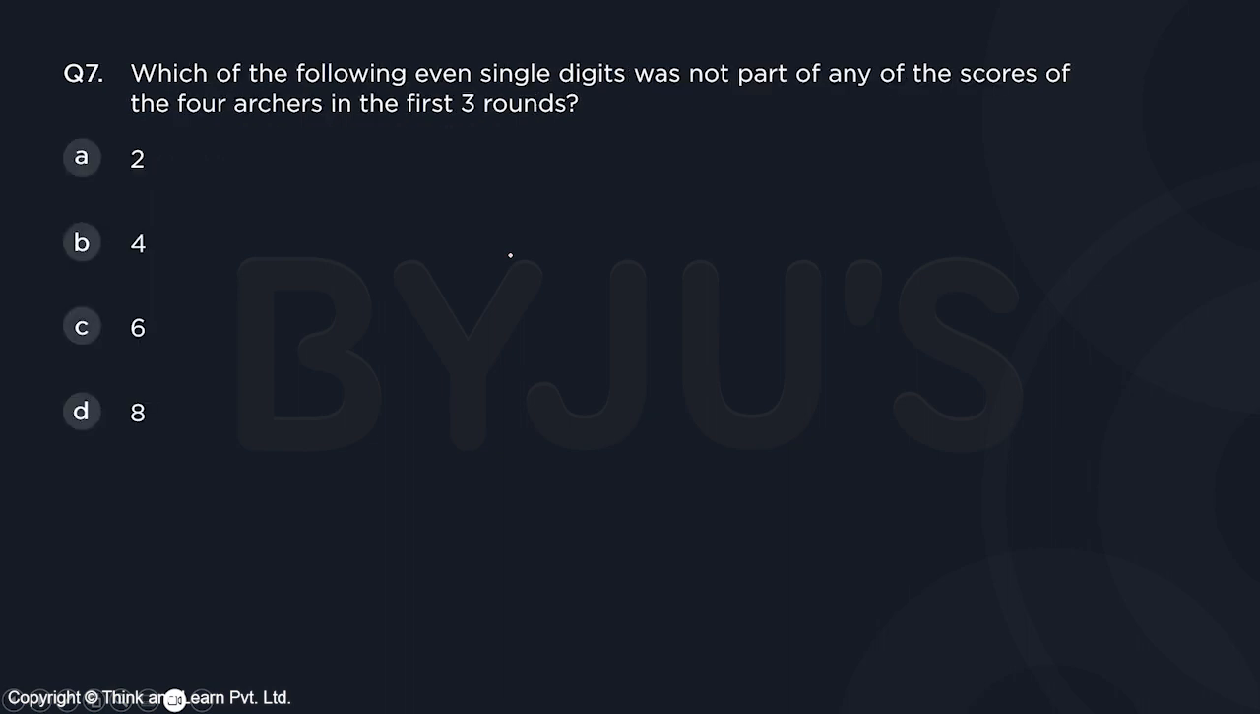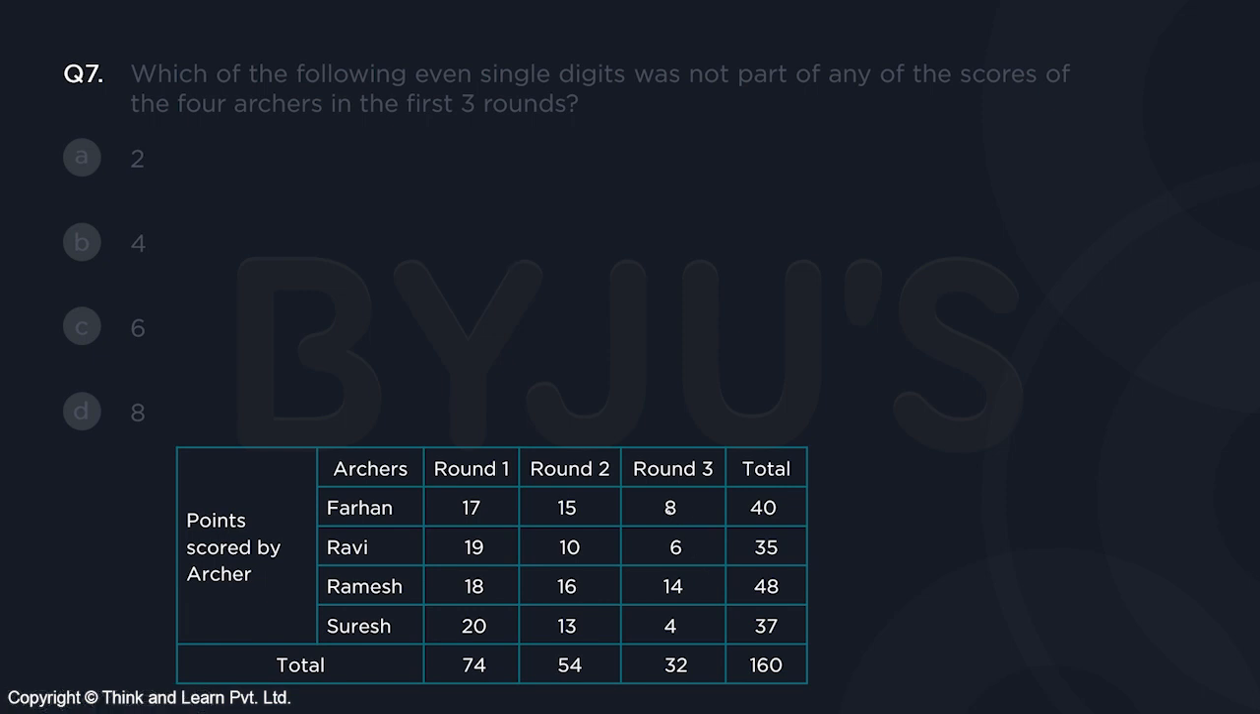23. Which of the following even single-digit numbers was not part of any of the scores of four archers? So I see among the single-digit numbers, 8, 6, and 4 are all there, but 2 is not there. So my answer is option A, that is 2.